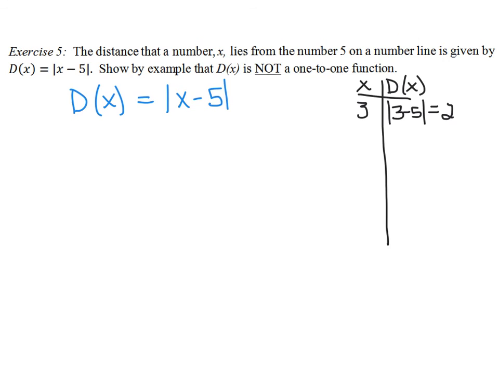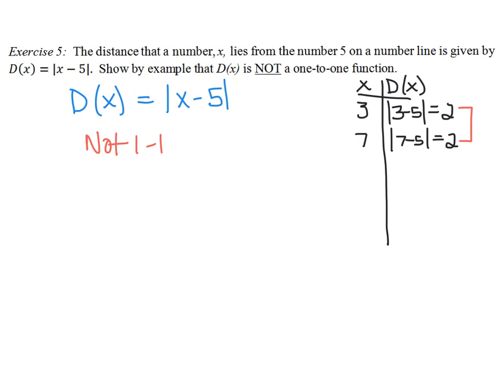Yes, if we think about it, we can try an input of 7, the absolute value of 7 minus 5. 7 minus 5 is 2, and the absolute value is also 2. So we see by example that because these outputs match, this is not a one-to-one function. Now we could have tried any number of points, and again you could have put this in your graphing calculator to find some values in the table of values.